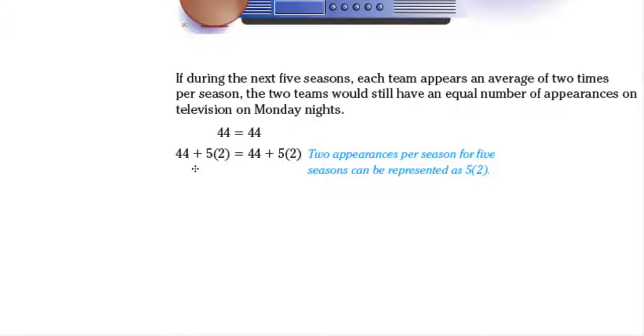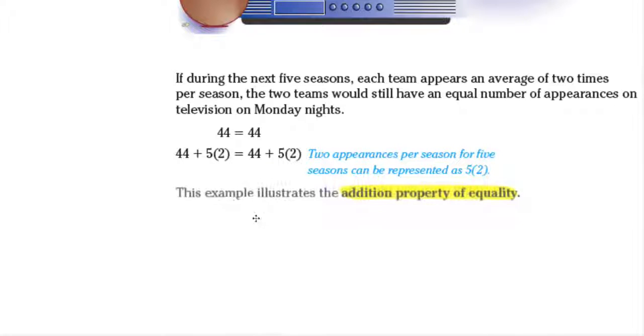So therefore, if we have 44 plus 5 times 2 and 44 plus 5 times 2, what does 5 times 2 represent? 2 appearances per season for 5 seasons, and that's what 5 times 2 represents. They both have 44 appearances, and 5 times 2 is represented by 2 appearances per season for 5 seasons. So this example basically tells us that if you add the same amount to both sides, it does not change the equation. The example illustrates the addition property of equality.